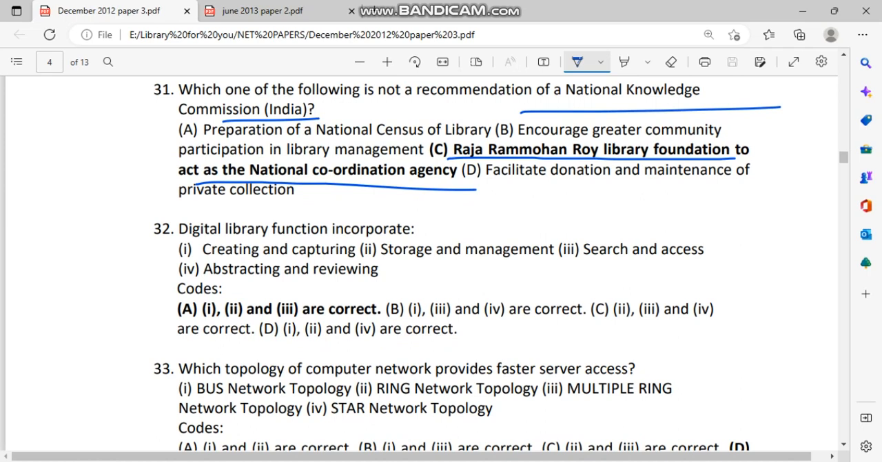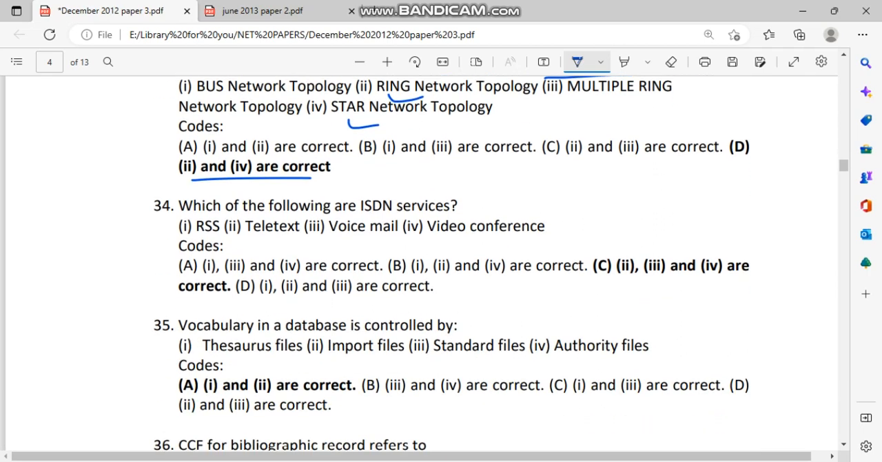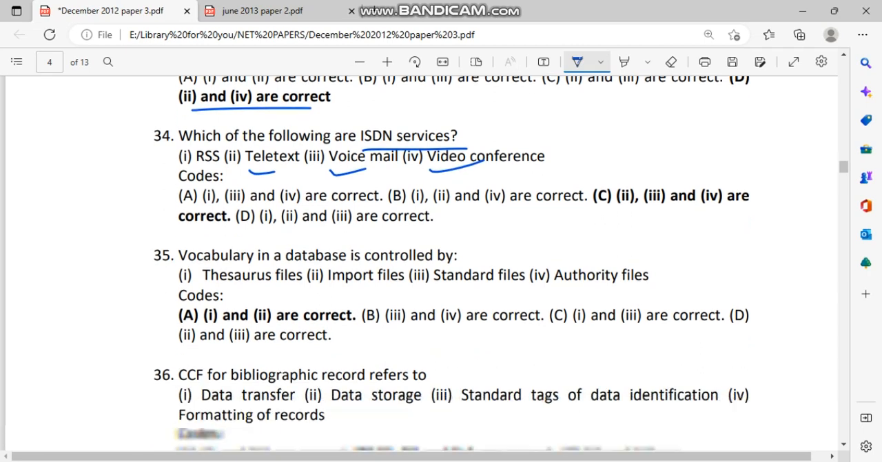Digital library functions incorporate creating and capturing, storage and management, and search and access. Which topology of computer network provides faster service access? That is, ring network topology and star network topology. Which of the following are the ISDN services? That is, teletext, voicemail and video conference.